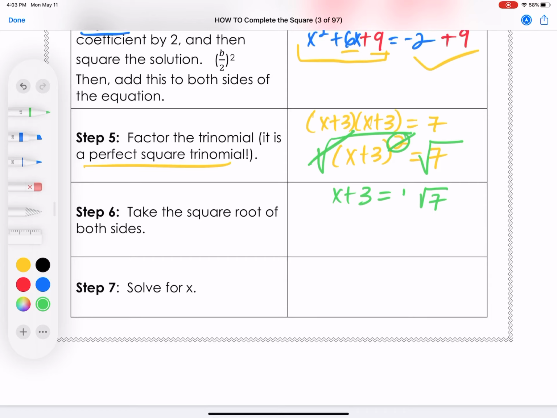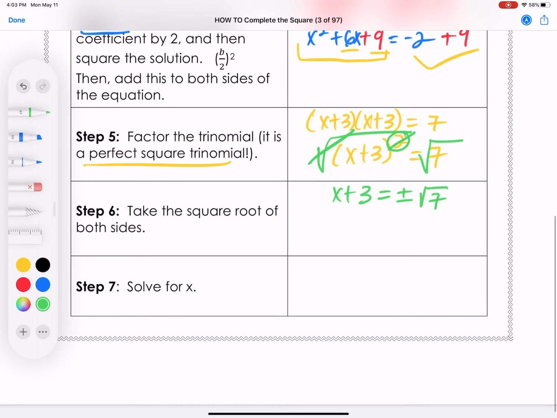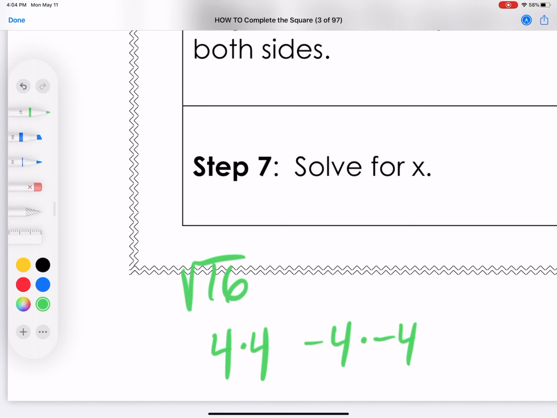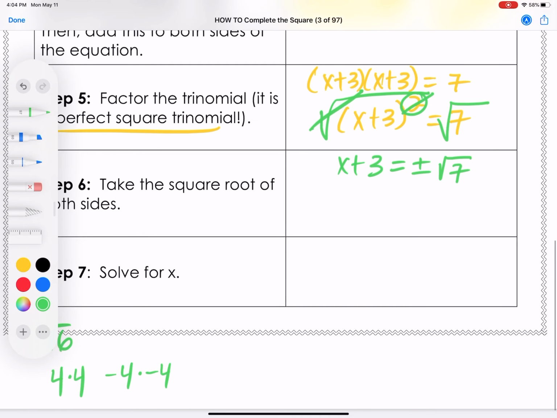But make sure you put plus or minus in front of it. That's because, for example, I'm just going to give you an example on the bottom of the worksheet. If you have something like the square root of 16, we know the answer is 4, but it could also be negative 4. Okay, and the reason for that is 4 times 4 is 16, and then negative 4 times negative 4 is also positive 16. So you're going to have a positive and a negative answer. So for that one, I'm just going to leave it as plus or minus radical 7.